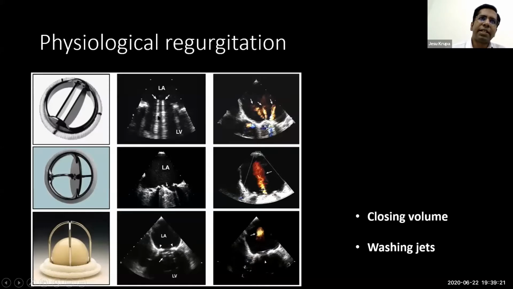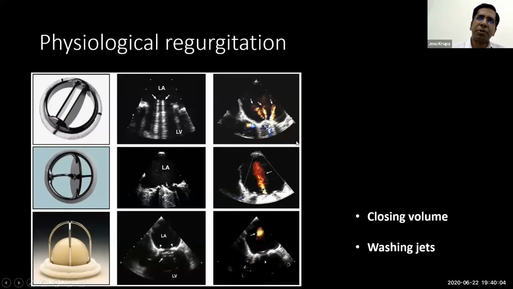So these are the different shadowing patterns and reverberations that you see with the various valves. So here you have the ball and cage valve, here you have the single leaflet tilting disc valve, and here you have the bileaflet valve. And they all have a characteristic pattern of physiological regurgitation, which has been shown here in these pictures. So this is also important to bear in mind, because this will help us differentiate from pathological regurgitation, which is due to disease. So these are normal jets that you will see when you have a prosthetic valve in the mitral position, especially if you are doing a TE.